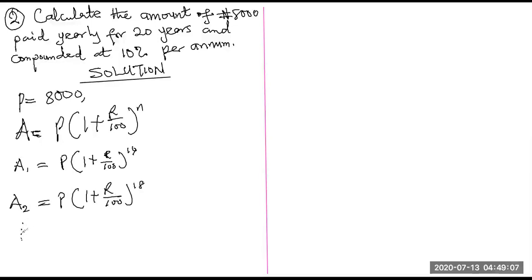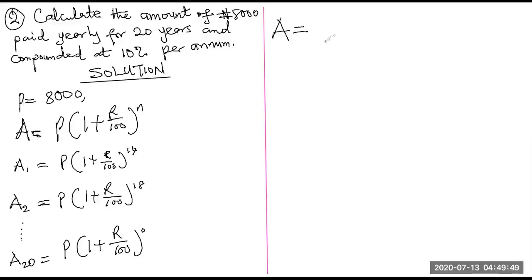Then you have your last one, which is going to come at the end of your A20. Your A20 is going to give us P into 1 plus R over 100 raised to power 0. The one that is not going to be compounded because it came in at the end of the 20th year. So it's not going to be compounded. Now the total amount of the annuity, because I want to start something for year 1, year 2, year 3, year 4, that's why I am not following the sum of GP method now. So the total amount is going to give us the sum of the GP.